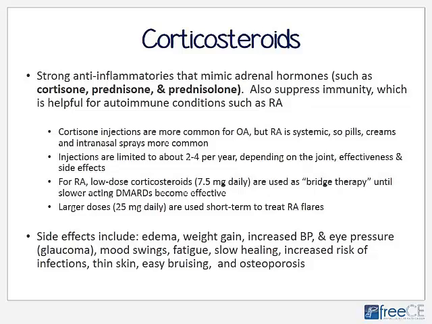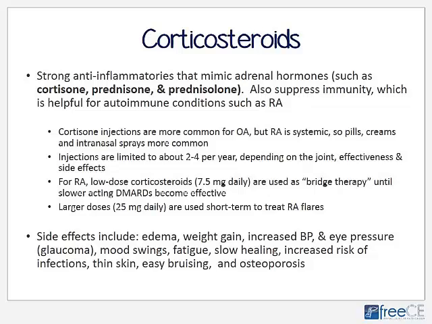For RA, low-dose corticosteroids, typically 7.5 milligrams daily, are used as a so-called bridge therapy until the slower-acting DMARDs become effective. Larger doses, and I'm talking typically about 25 milligrams daily, are used short-term to treat the RA flares because they are powerful anti-inflammatories. Lots of side effects with corticosteroids, though.